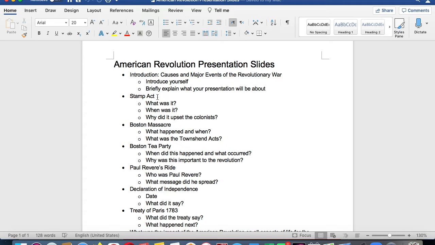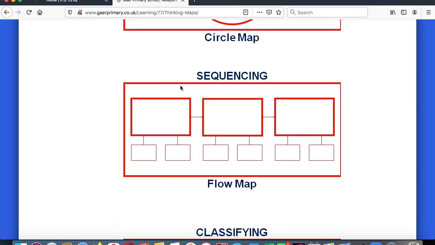The next thing you're going to talk about is the Stamp Act, and you're going to say, what was it, when was it, why did it upset the colonists? So look at this. If you were doing a flow map, when you do your research, you could put in here, Stamp Act, and then underneath you could say, well, what was it? When was it? Why did it upset the colonists? You just make it like this. And then you make your next one.